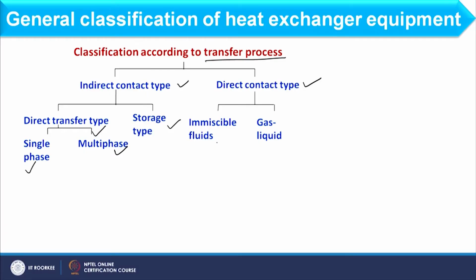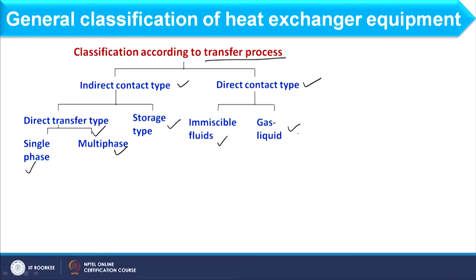Okay. So, that you can understand. Next, let me classify the direct contact type exchanger. In this case we have immiscible fluids, two fluids which are not mixed together. Let us say I am considering oil and water, immiscible fluids, so heat transfer can occur without any separating wall. So, direct heat transfer is possible in that case.